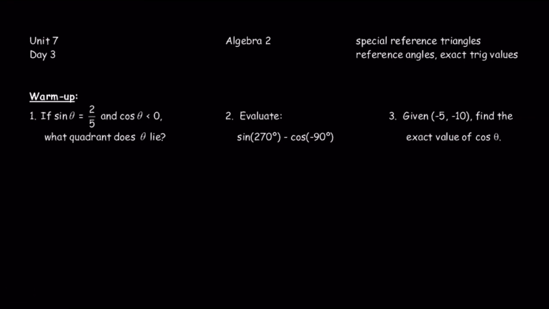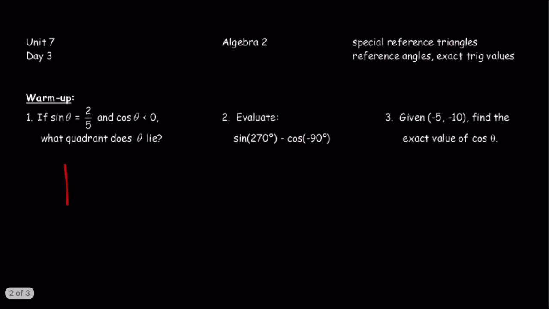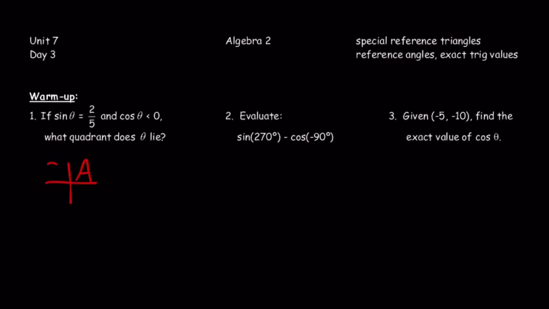Question 1 wants us to determine what quadrant theta lies in if the sine of theta is 2/5 and cosine theta is less than 0. So the first thing we'll do here quickly is jot down our ASTC, which if you remember stands for where the trig functions are positive. The first one tells us sine theta is 2/5. I don't really care about the 2/5. I just know that it's positive. So I'm going to circle the two quadrants where sine is positive.